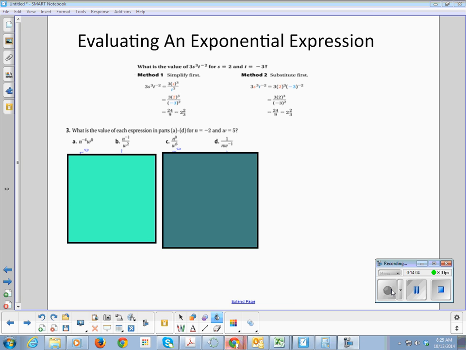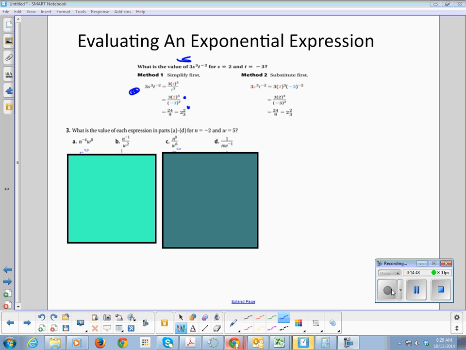You guys are going to see problems where they're going to ask you for the value, and in fact, this is just like a quiz question that you will experience today. What is the value of 3s to the third, t to the negative 2 for s equal to 2, and t equal to negative 3? So the first thing you want to do is simplify. Pull down the negative exponents into the denominator, or if they're already in the denominator, pull them up to the numerator. Make them positive. Then you substitute. So S was 2, T was negative 3, and then you do the math.